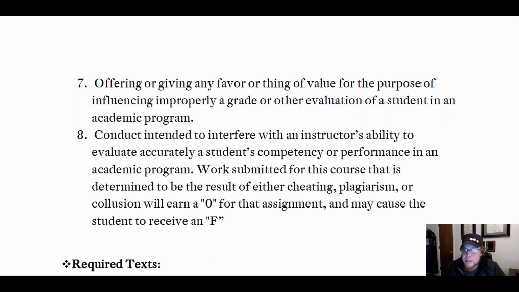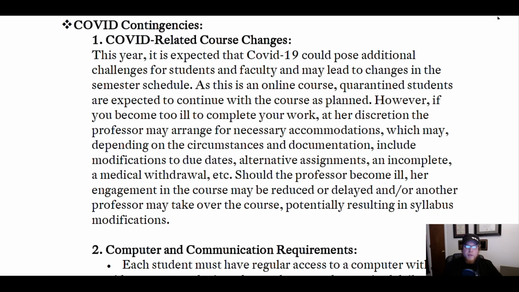8, conduct intended to interfere with an instructor's ability to evaluate accurately a student's competency or performance in an academic program. Work submitted for this course that is determined to be the result of either cheating, plagiarism, or collusion will earn a 0 for that assignment and may cause the student to receive an F. If work is seen to be dishonest with any of the above criteria, it will be marked as 0 and could make you liable for getting a failing grade. So don't do it. All right, COVID contingencies.